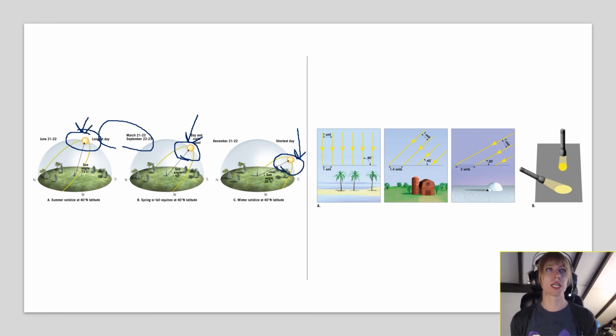So this has to do with the circle of illumination, or the area of light on Earth, changing with the seasons, which is kind of neat.